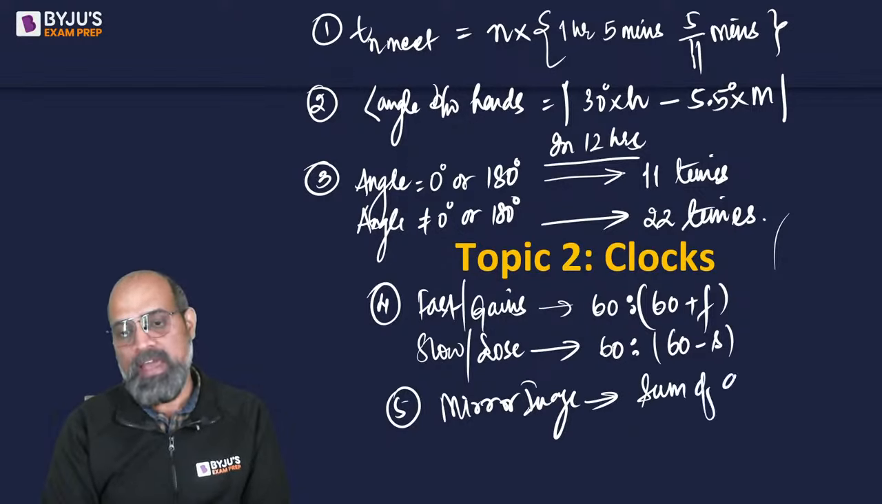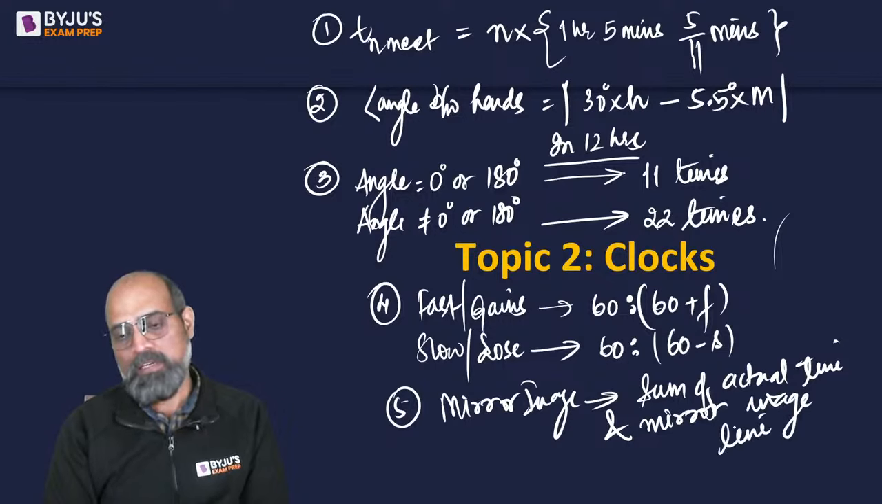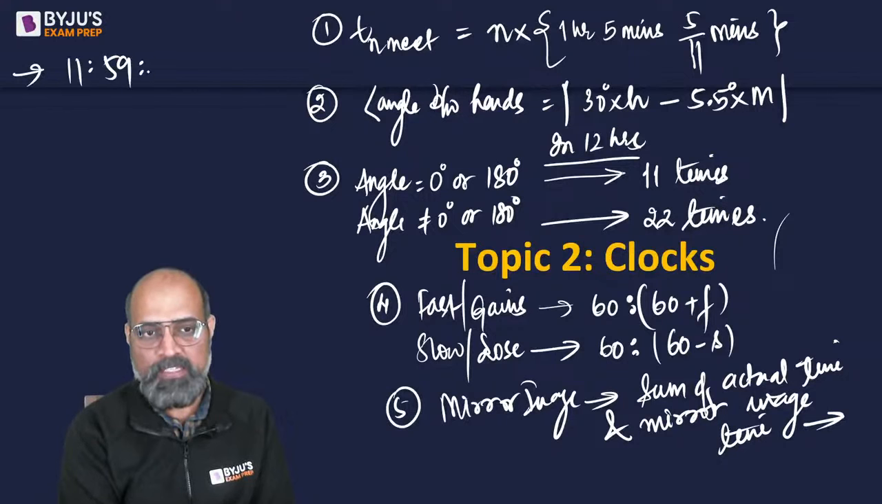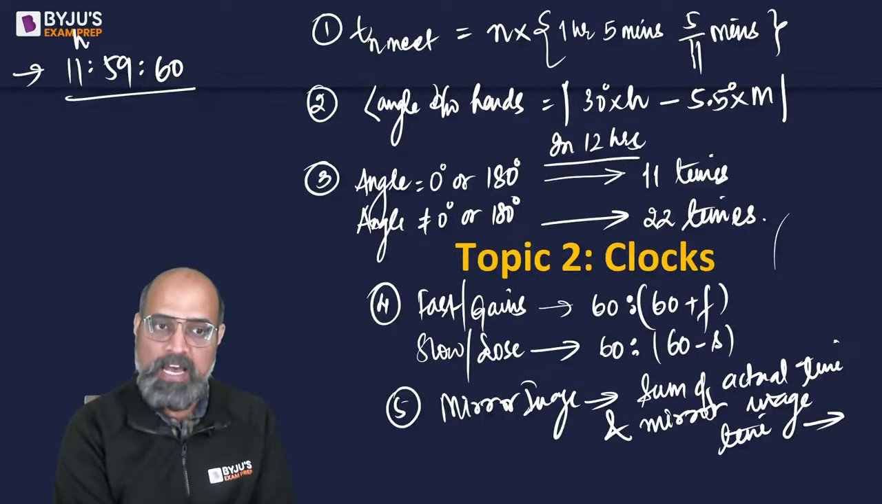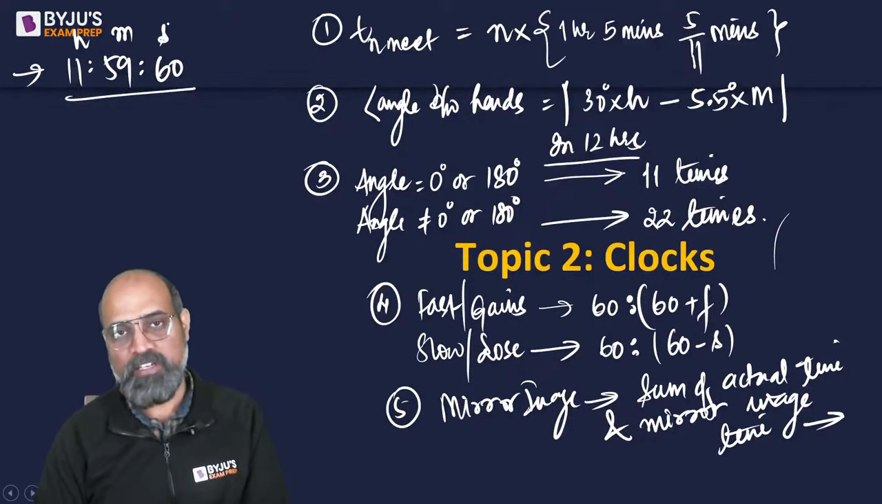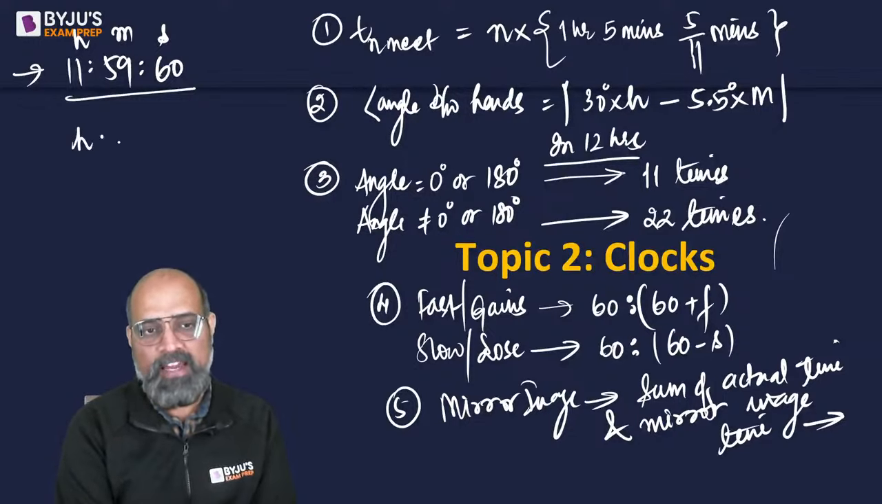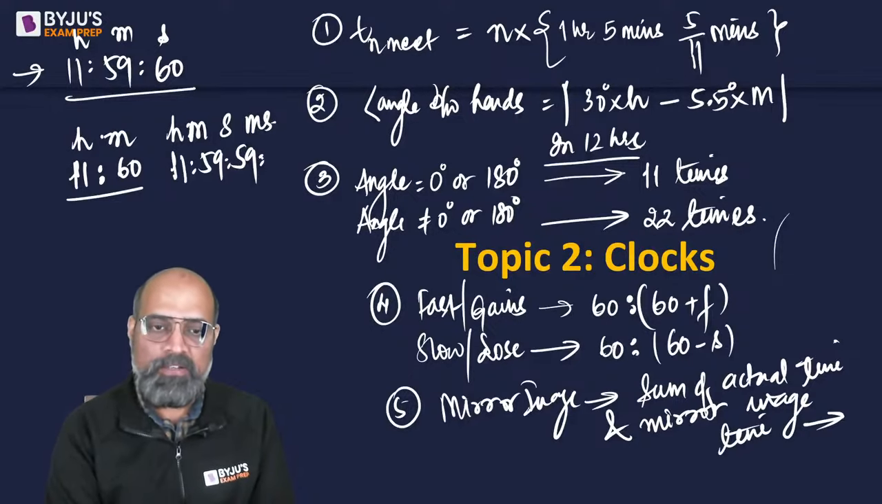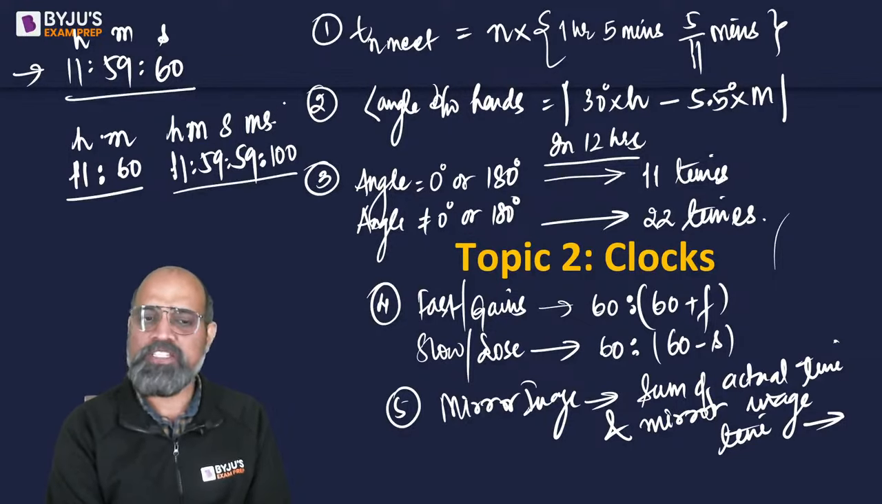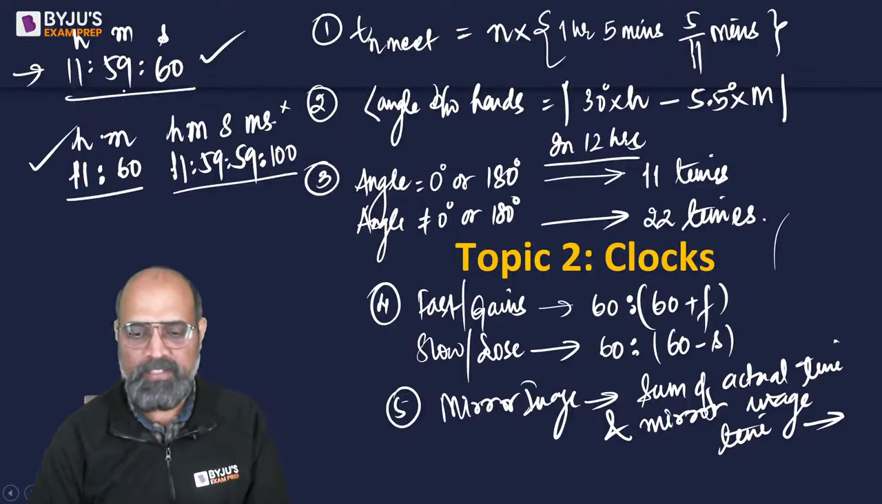the sum of actual time and mirror image time should be 11, 59, 60. And if you're talking about milliseconds, you can again write 59 and 60. The two times' sum should be 11 for hours, 59 for minutes and 60 for seconds. If seconds don't exist, then for hour and minutes, the sum of the hands should be 11 and 60. If the millisecond also exists, then hour, minute, second, millisecond should be 11, 59, 59, and milliseconds is in hundreds, so this should be 100. Milliseconds questions are very rare, so you can ignore it. You should remember these two. Okay, so this is the mirror image case.